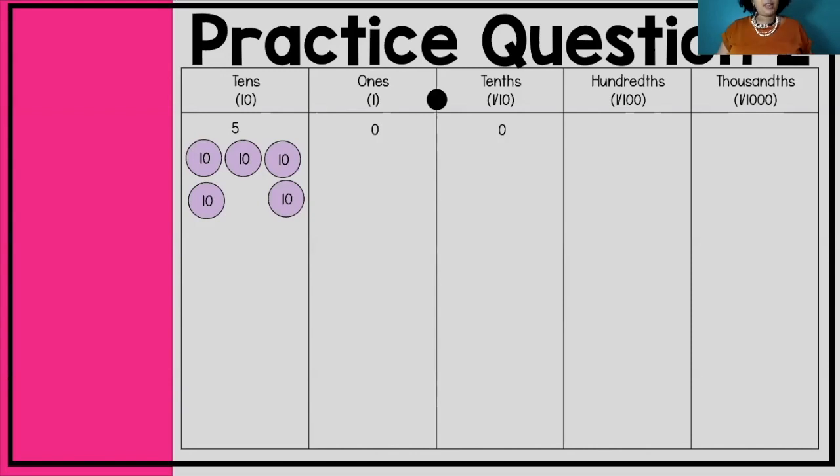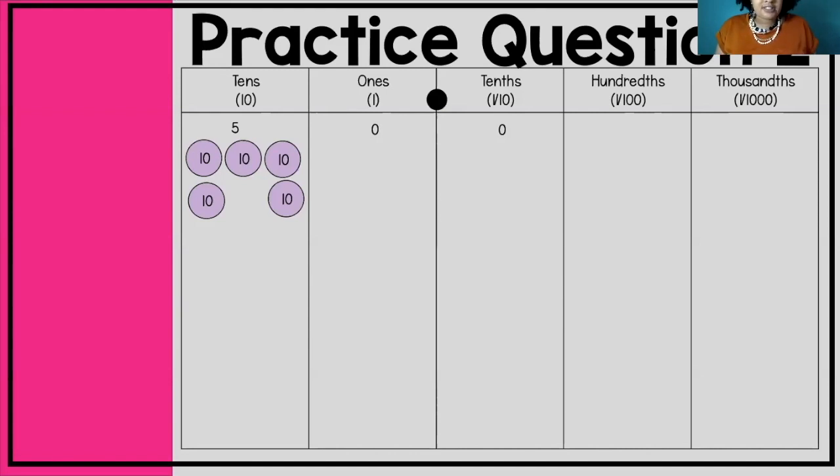I have 0 ones and I have 0 tenths. Now, again, I'm taking away 37 and 5 tenths. So I need to start all the way to the right in the tenths place. But I don't have any tenths. So if I have 0 tenths, can I take away 5? No, it's not enough. So I'm going to go over to the ones place to see if I have a 1 that I can rename as 10 tenths.